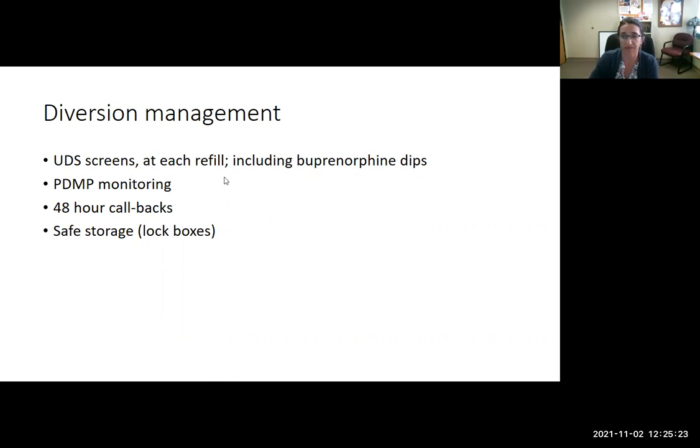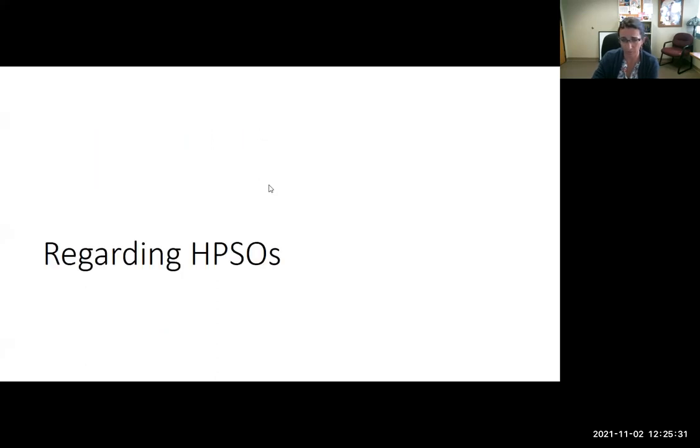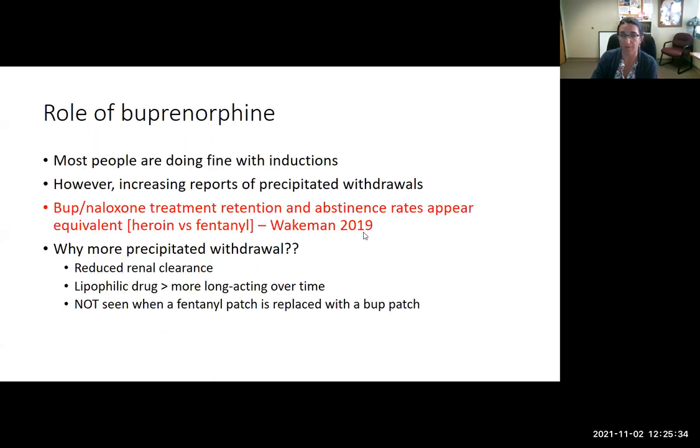And then certainly safe storage, and we recommend lock boxes if possible, but also just to make sure, also for safety reasons, that no one's getting into it who shouldn't. And then we'll just talk briefly about high potency synthetic opioids. So most people are getting onto buprenorphine with these. I would say doing fine with them.